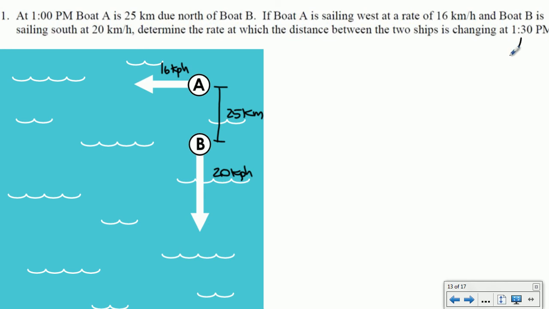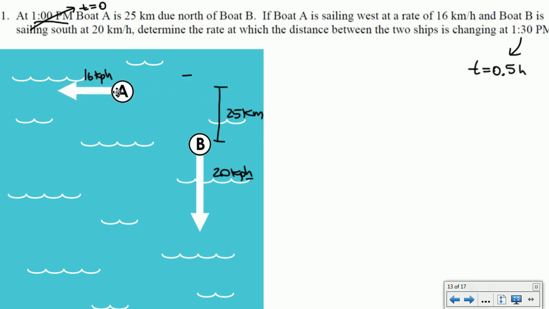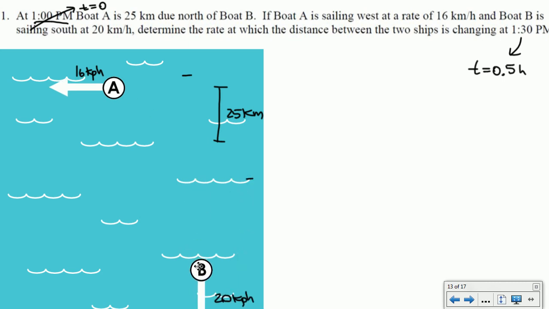So 1:30 p.m. is 30 minutes after the start time. So what we can say is 1:30 p.m. is 0.5 hours. And we should have it in hours because our speeds are in hours as well. So that means that we're basically saying that 1 p.m. is time equals 0. So if we advance this system a little bit in time, A would end up over here and B would end up down here from their original positions. It would be helpful to draw some reference lines in here.